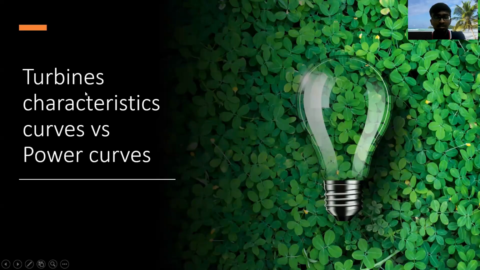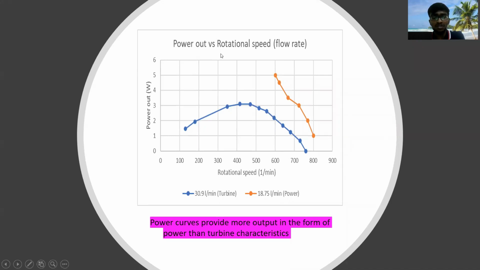Finally, we can do the comparison of the turbine's characteristic curve versus the power curves, where we can see the power output versus rotational speed graph for the flow rates. First, for the 30.9 liters per minute flow rate, the trend rises and then decreases to zero. And for the 18.75 liters per minute, we can clearly see that the graph goes from higher to lower. So for the conclusion, the power curves provide more output in the form of power than the turbine characteristic curve.